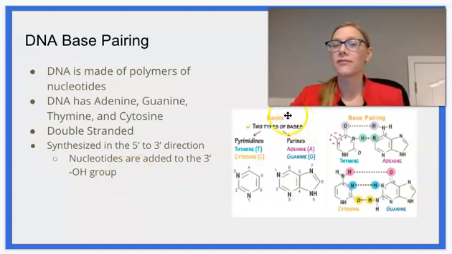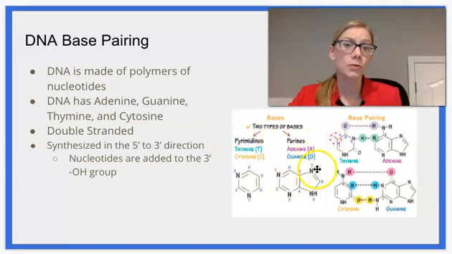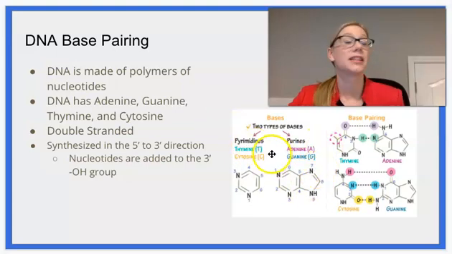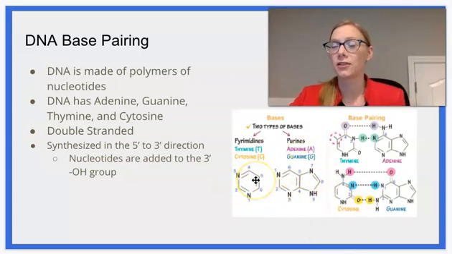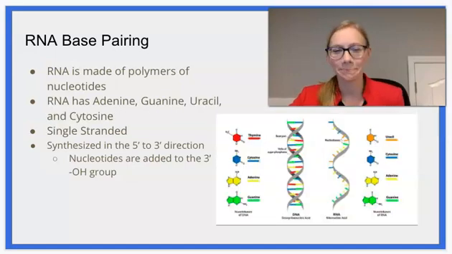You'll notice that we can divide our DNA bases into things called pyrimidines and purines. Adenine and guanine are going to be your purines, and your pyrimidines are going to be thymine and cytosine. And you'll notice that purines are always going to be double ringed, and pyrimidines are always going to be single ringed, and that has to do with how we can match them up in a specific pattern.